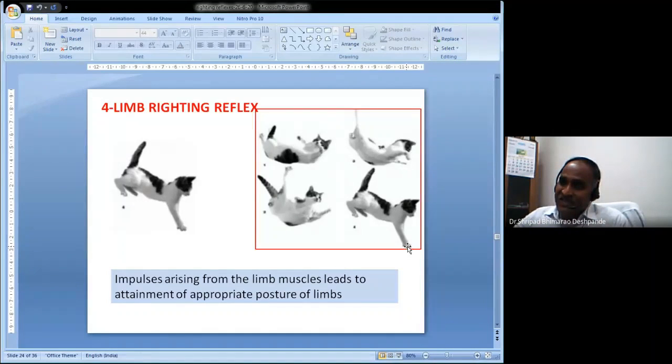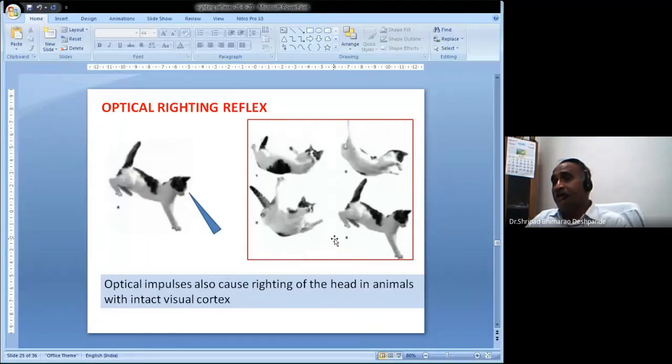So here, the cat is touching the ground, and once it touches the ground, this will also come there, and that would be operative. Now, going back to the next one, this is the optical righting reflex. You can just see that it is now focusing on the ground. You just see that the visual axis is focusing on the ground.